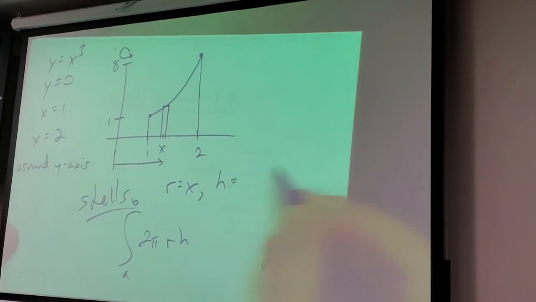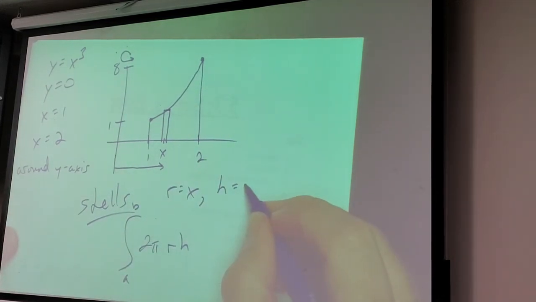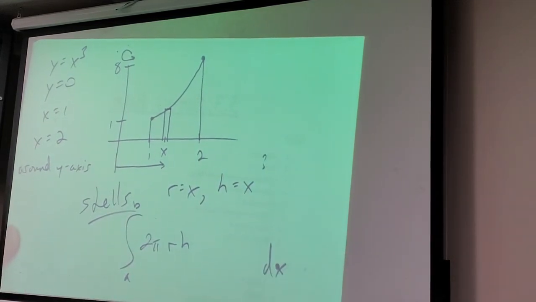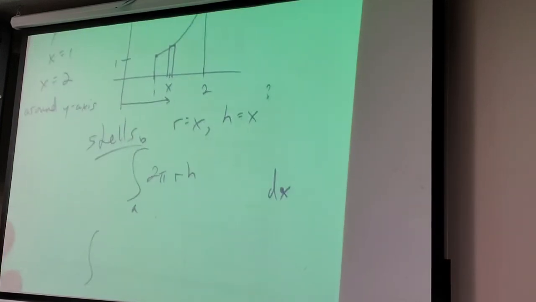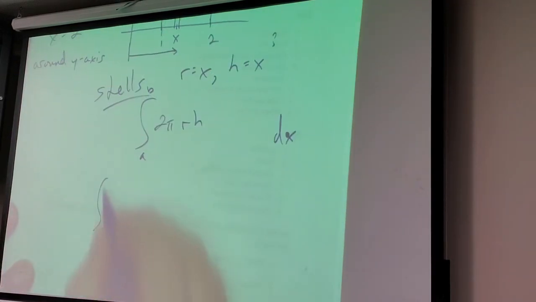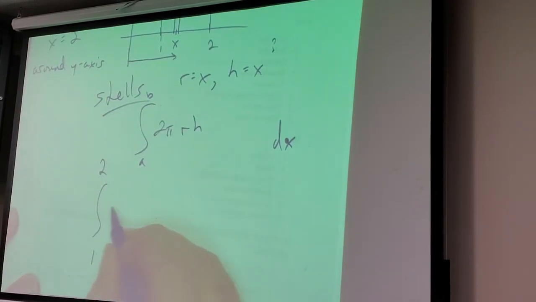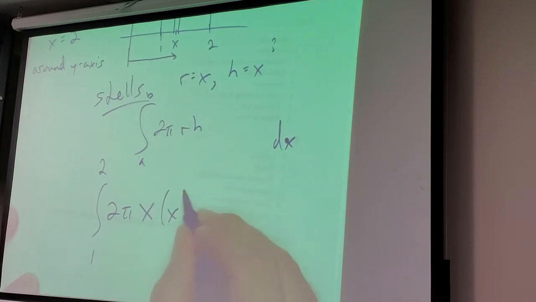What's h? Good, which is x cubed. All right, so now let's put this together. So I'm going to go from what to what? Good, dx. All I care about is x, 1 to 2. 2 pi r h times the thickness.